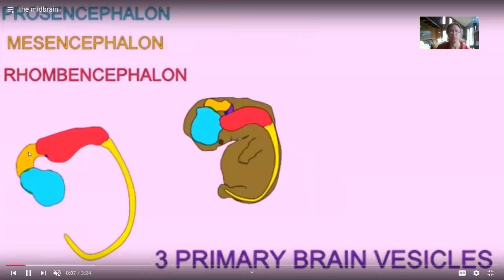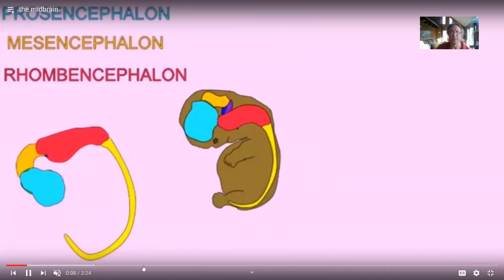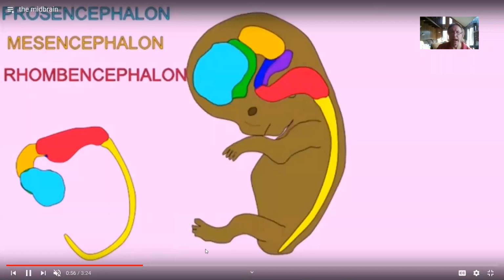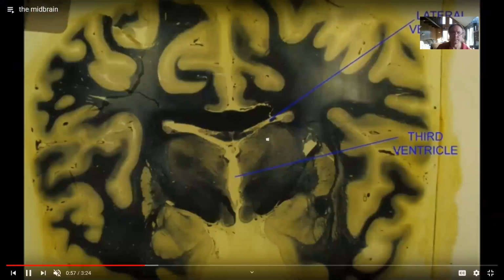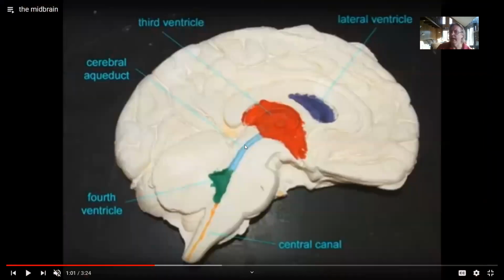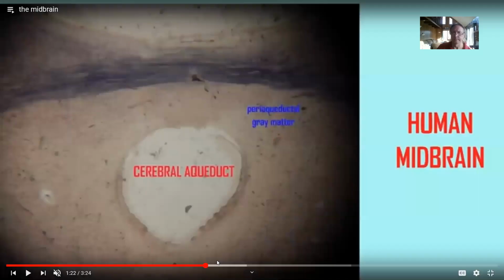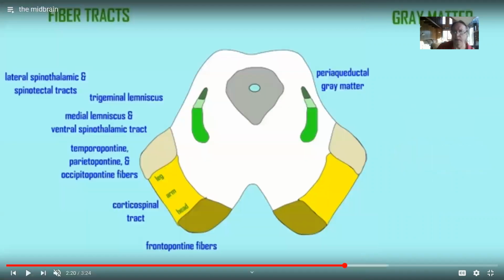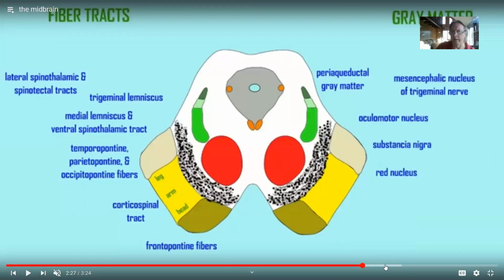So the midbrain, once again, develops from the embryonic mesencephalon, all right? The area of the midbrain called the tectum is what is above, or dorsal to, the cerebral aqueduct. So there are going to be two bumps here. The inferior colliculus is where sound goes. The superior colliculus is where vision goes.